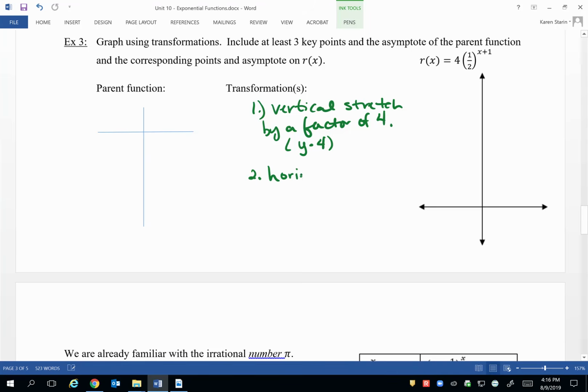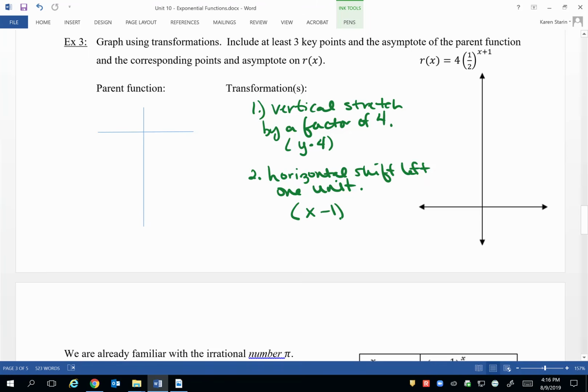So horizontal shift left 1 unit. That's how we describe it. What is the operation that we do? We take the x values and we subtract 1.